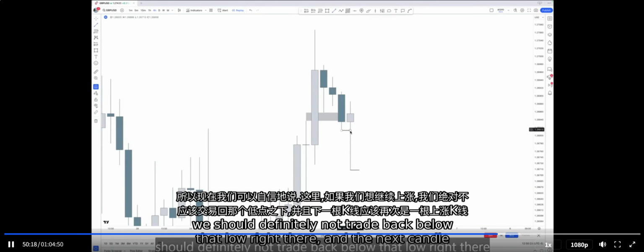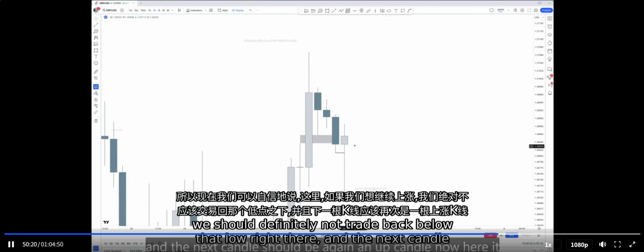How do we know if it's a sweep? When we reject back above that previous candle high right there with a long wick at the bottom, and now we have the rejection. So now we can confidently say right here, if we want to continue higher, we should definitely not trade back below that low right there. And the next candle should be, again, an up candle.